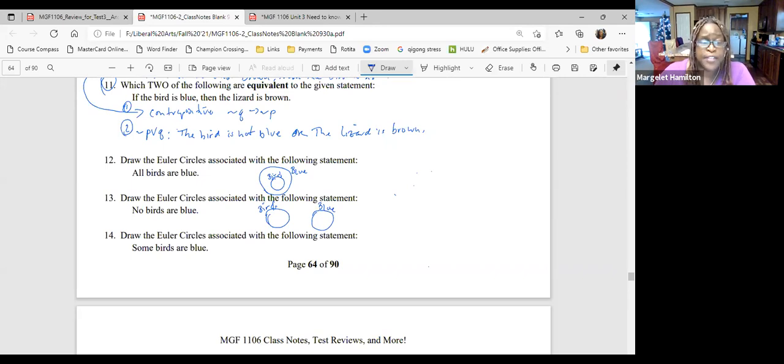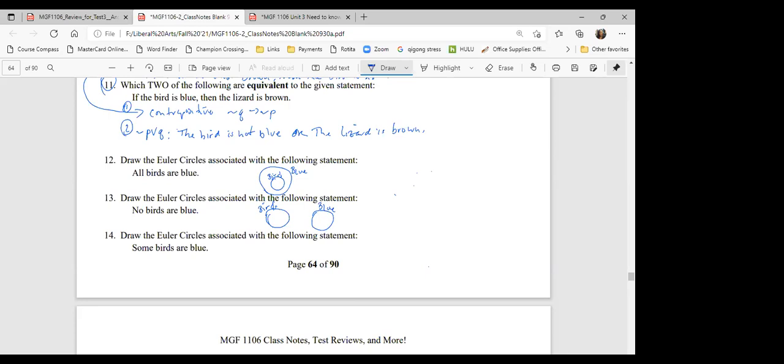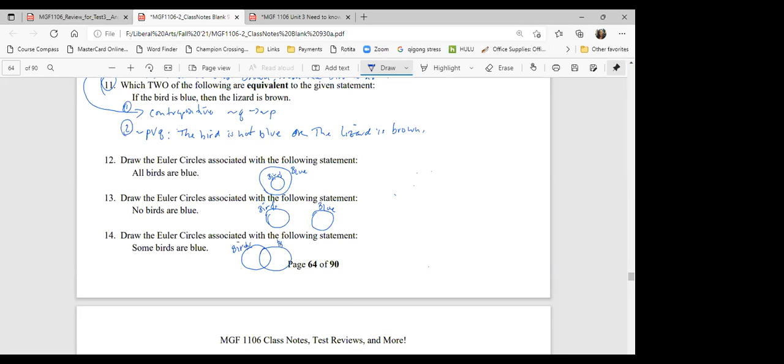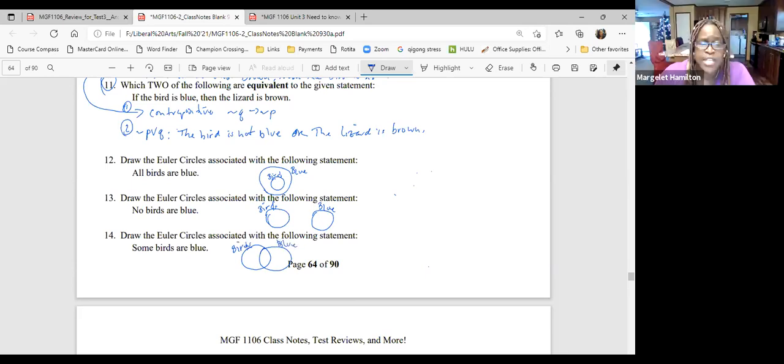And then the last one, some birds are blue. Should look like what? Two circles overlapping. Good. Here we go, two circles touching. Here's birds and here's blue, right? This says that some birds are blue. Right up in here says that. Some birds are blue. But out here, what does this say out here?